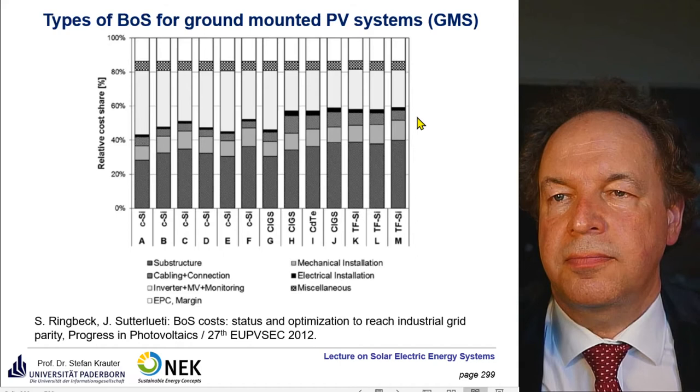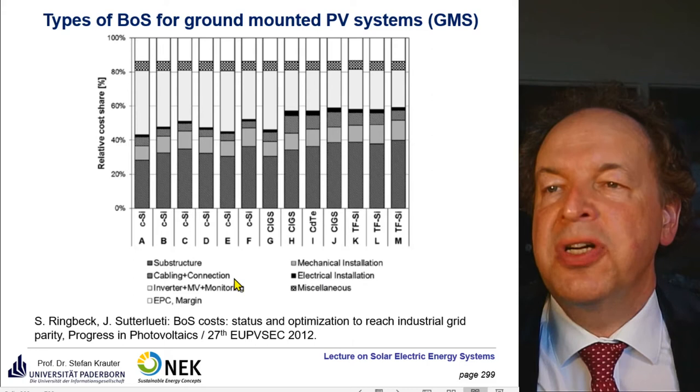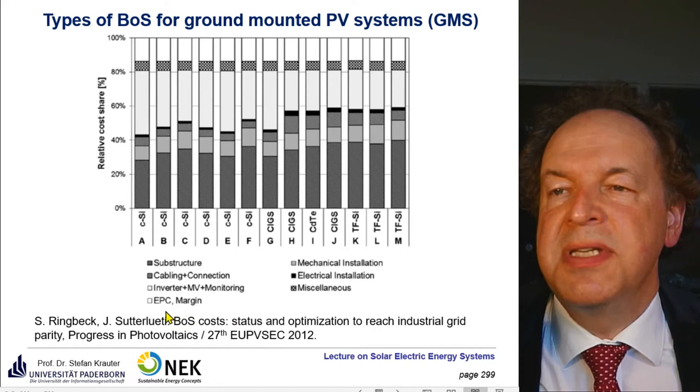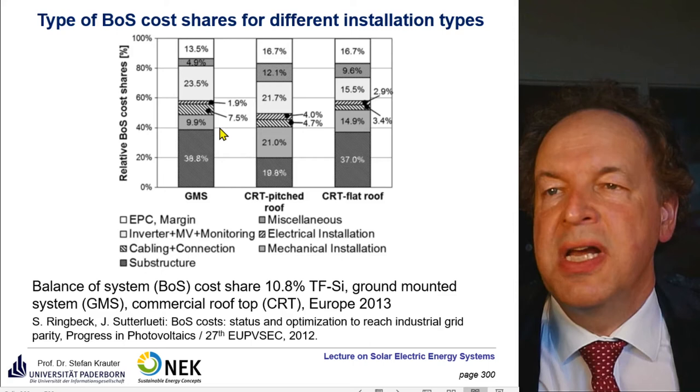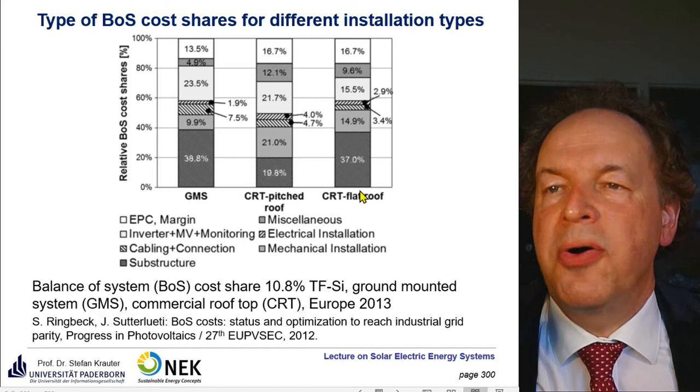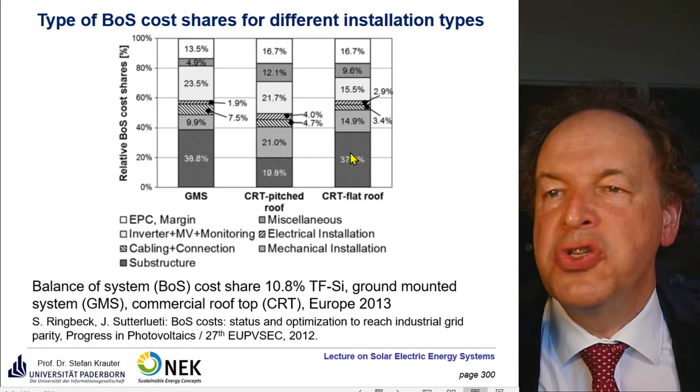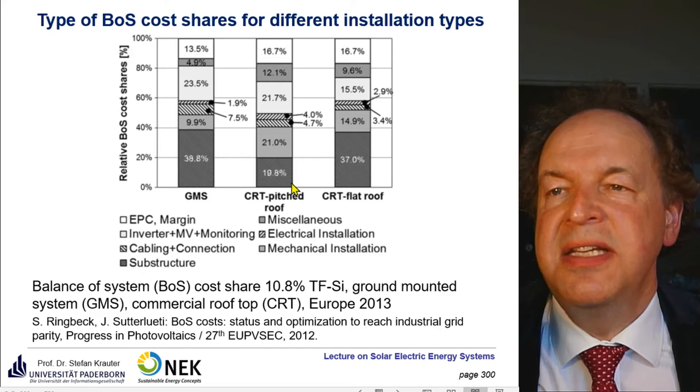Here are more details. So you have here a share of the substructure, the cabling and wiring, the inverter, the monitoring, this EPC cost, as I mentioned, the margin, the mechanical installation and the electrical installation and other costs. Here you see two different types of installation. GMS, as I mentioned already, the ground mounting system. But these are roof-mounted systems, so you have a pitched roof or a flat roof. If you have a flat roof, you cannot have the inclination of the roof. Usually in Germany, you have to incline it to 30 degrees, so you have additional substructure costs, which you clearly can see here.